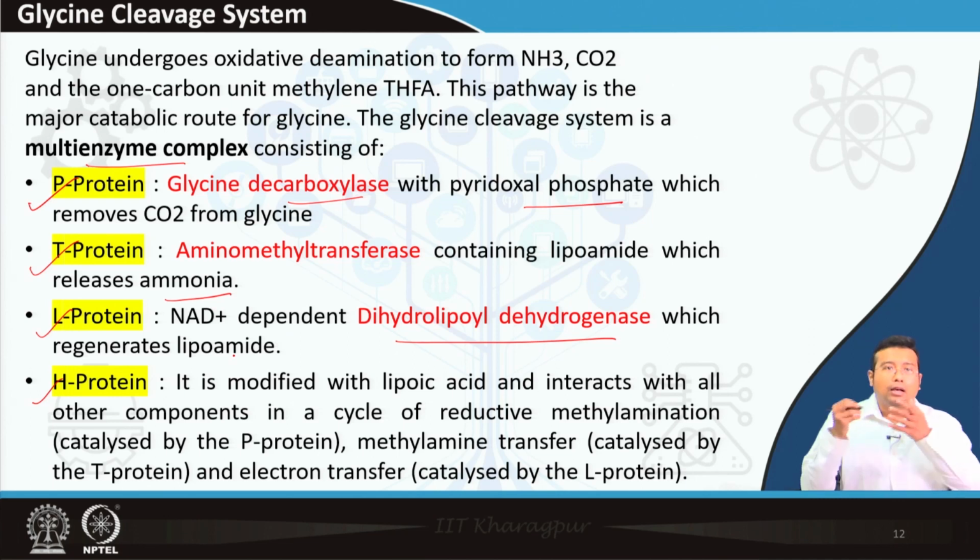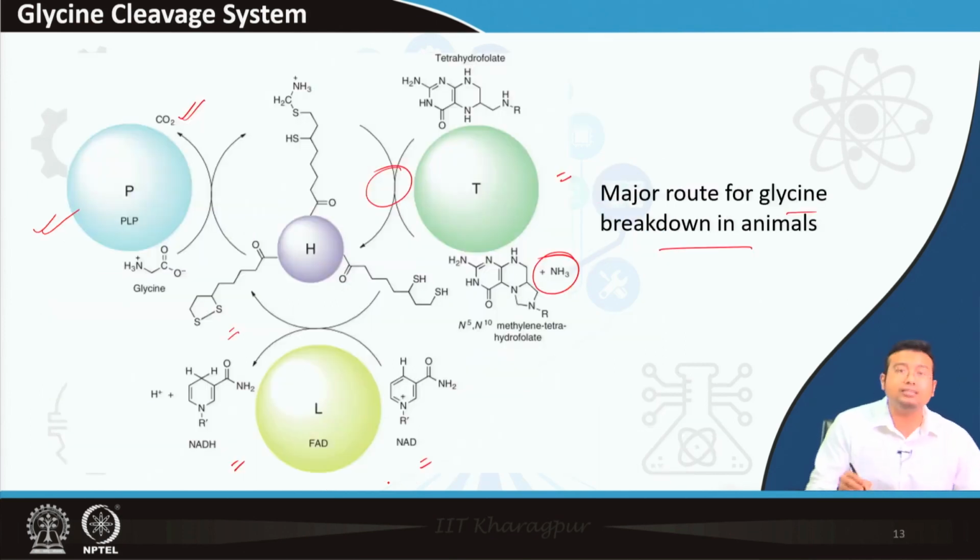Basically, it is a protein that is modified with lipoic acid, which interacts with all the other components of the cycle, which includes reductive methylamination catalyzed by P protein, methylamine transfer as well as electron transfer, that is reduction. So, all of this occurs in conjunction to break down glycine.